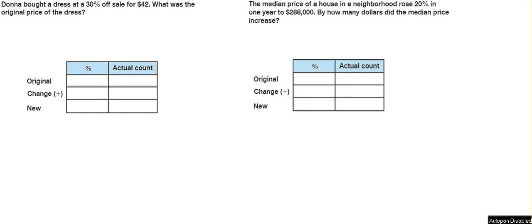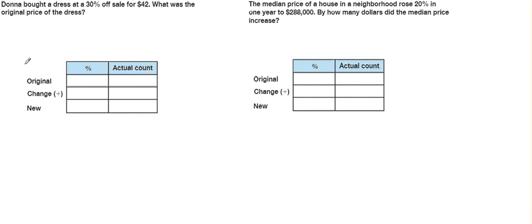Hey, course 3. We're talking percents, specifically percent change today. First problem asks: Donna bought a dress at a 30% off sale for $42. So what's the original price? Sounds kind of hard. We only know the sale price and how much it was marked down. How can we know the original?